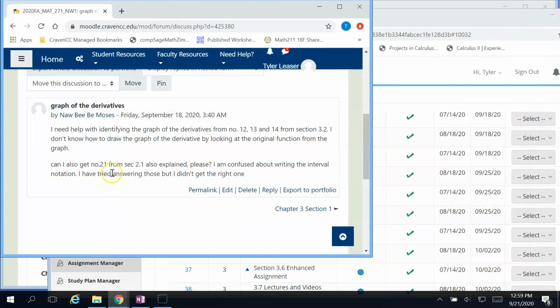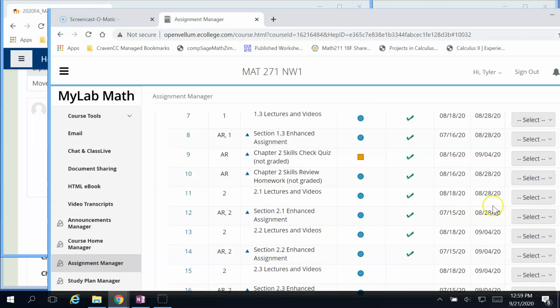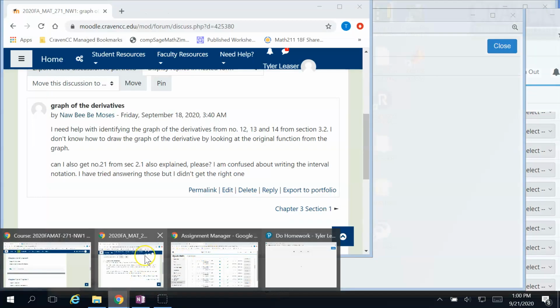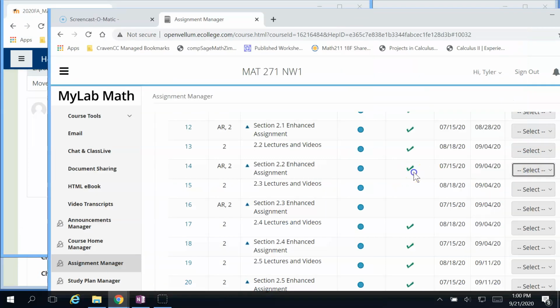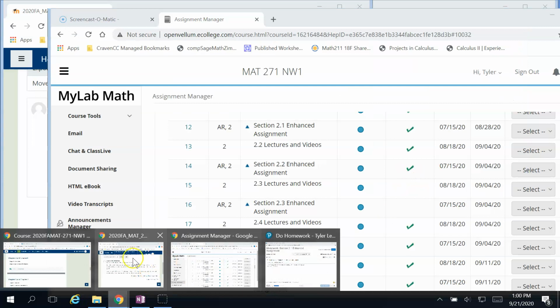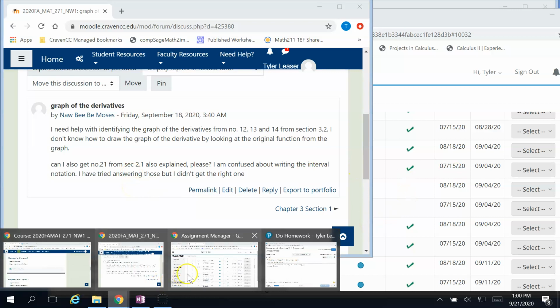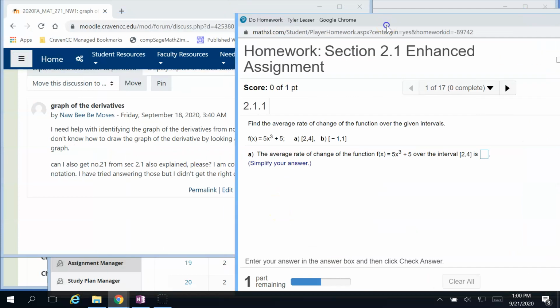All right, there was one more thing here too. Can I also get number 21 from section 2.1 explained? And yes, so let me pull up 2.1. I hope you didn't mean 3.1. Well, how about this? I'll just put this video up for these three, and if it is 3.1, just let me know. Let me see if this one has interval notation, and then maybe we can look at it. Oh, it does have interval. All right, maybe you were talking about 2.1 here.